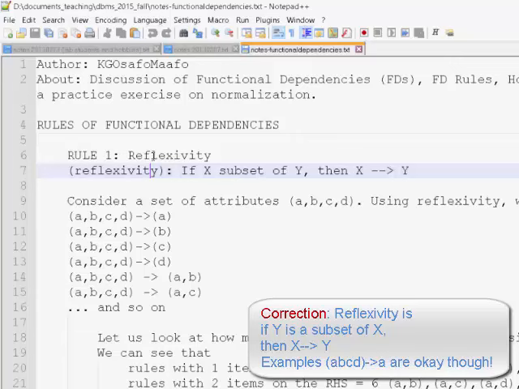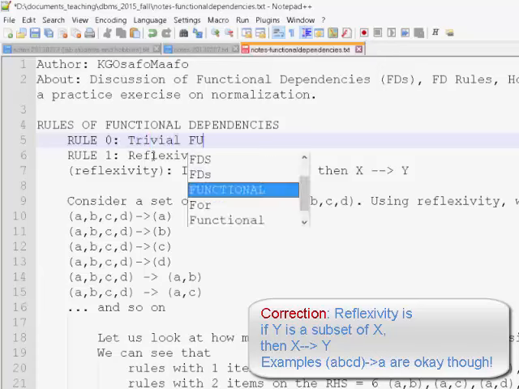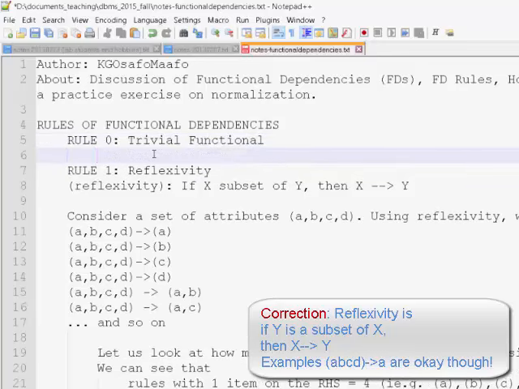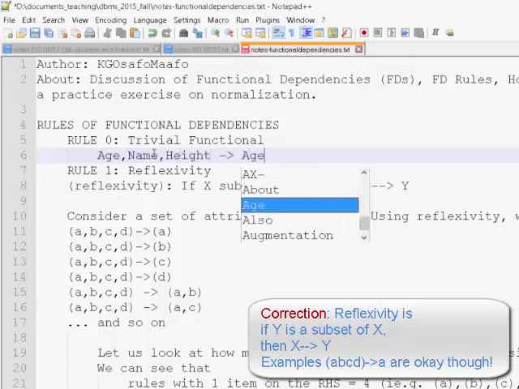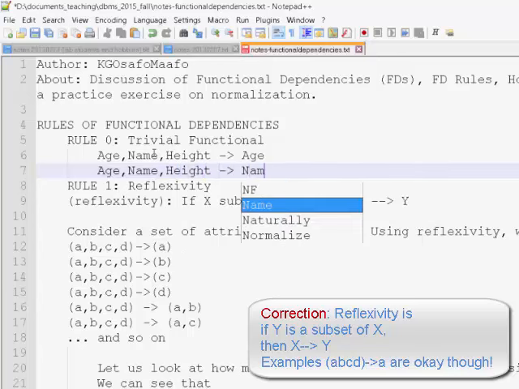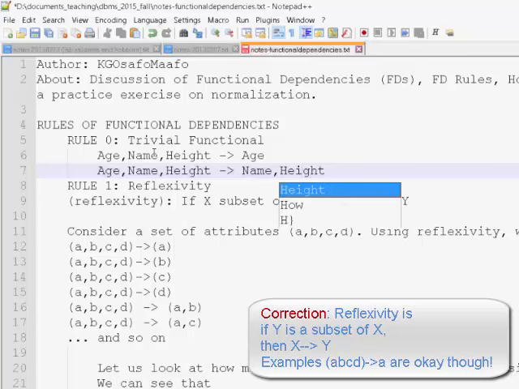All right, so the first rule has to do with reflexivity. There are many, many of them. I think there's rule zero, the trivial functional dependency. Remember, I said that there's something like a trivial functional dependency. If someone gives you some columns, maybe age, name, height, it's trivial to say that age, name, height gives you height, or that age, name, height gives you name and height. These are things that just logically make sense: if I have two things, it implies the other.